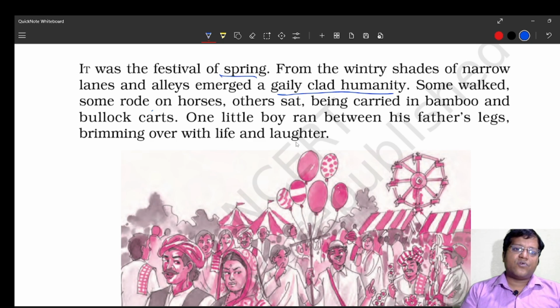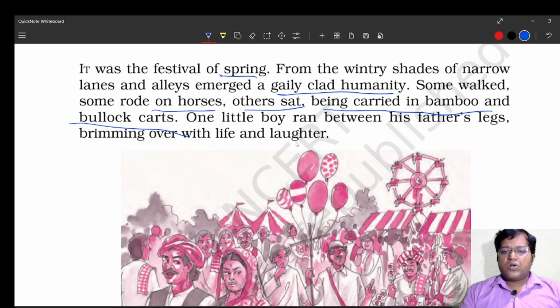Some walked, some rode on horses, others sat, being carried in bamboo and bullock carts. So there were different modes of transport. Someone walked, some rode on horsebacks, and others were carried in bamboo and bullock carts. This was the medium through which they were going to the fair. It means that everyone was very eager and excited to go to the fair.